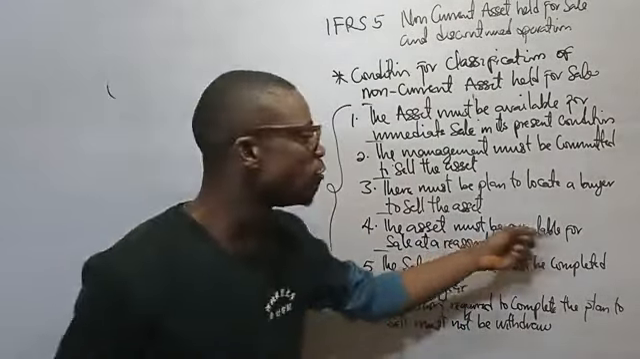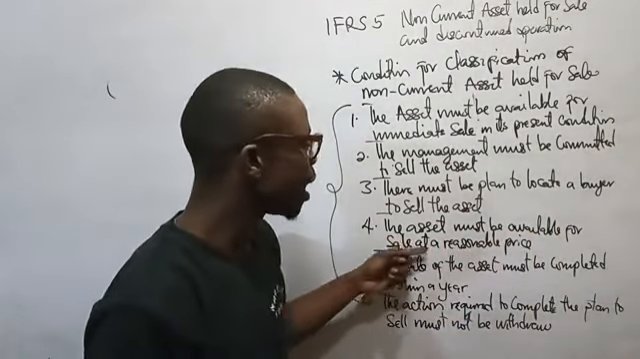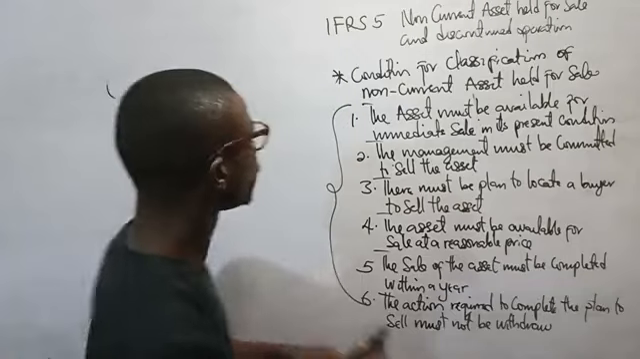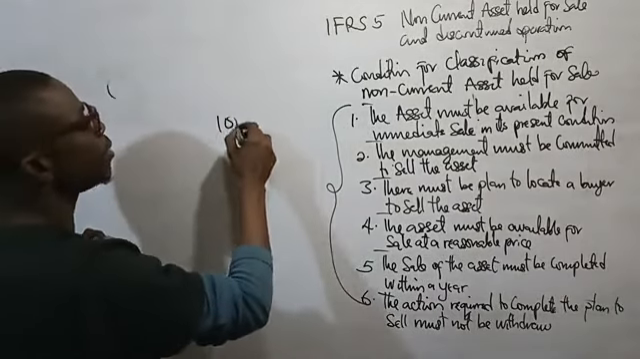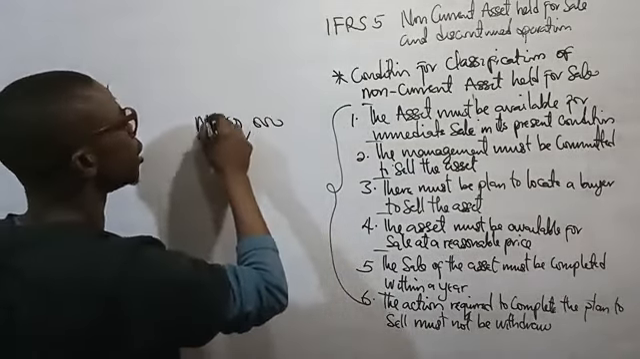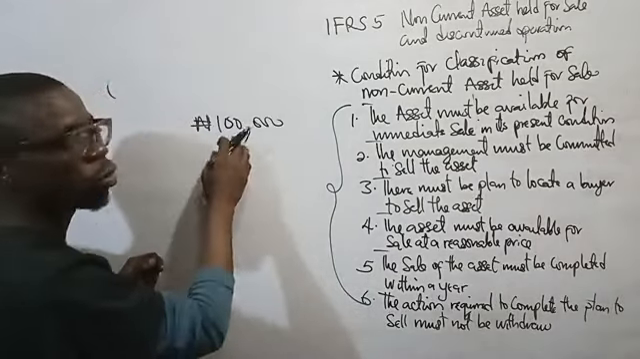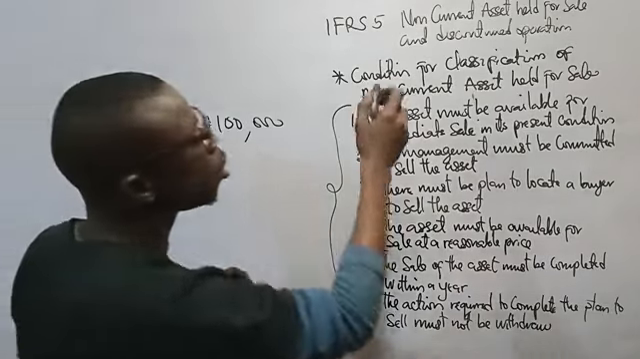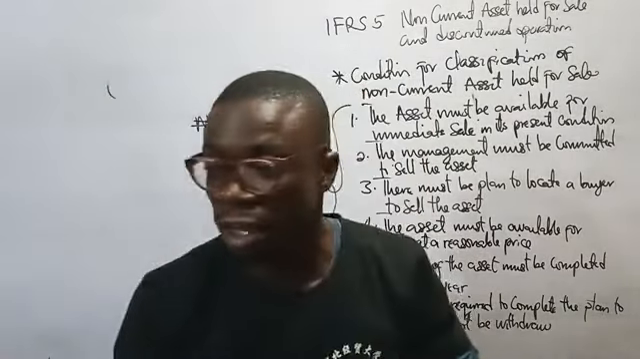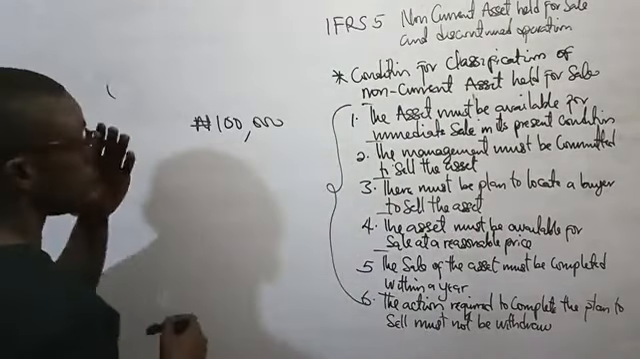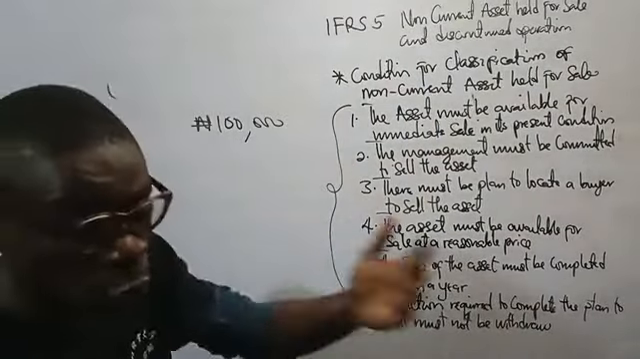4: the asset must be available for sales at a reasonable price. Look at it now. An asset whose market value is 100,000 naira, and an organization wants to classify that asset as held for sale. That means they want to put it up for sales.